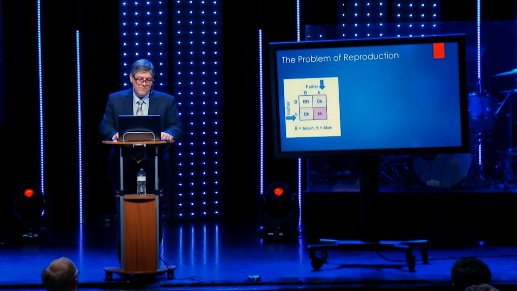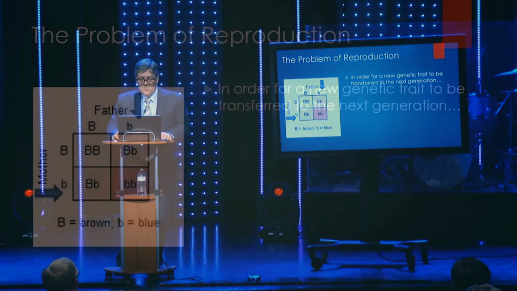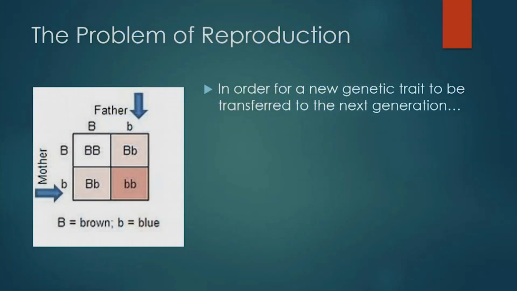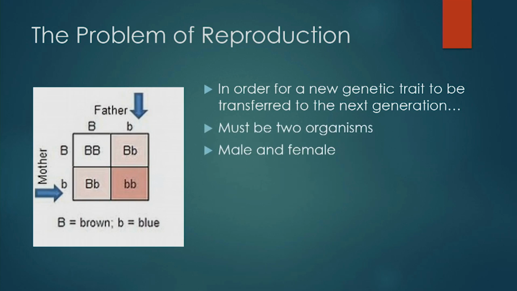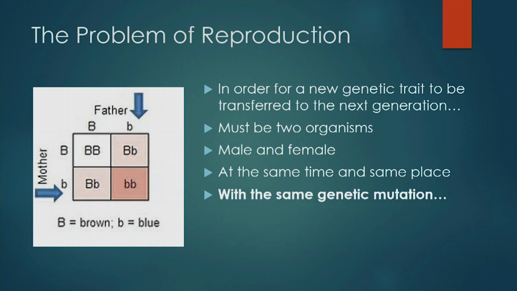And then there's the problem of reproduction. Now, there are a few exceptions to the rule, but in most cases, it takes two to tango. So, in other words, in order for a new genetic trait to be transferred to the next generation, there must be two organisms, male and female, at the same time and at the same place, with the same genetic mutation.